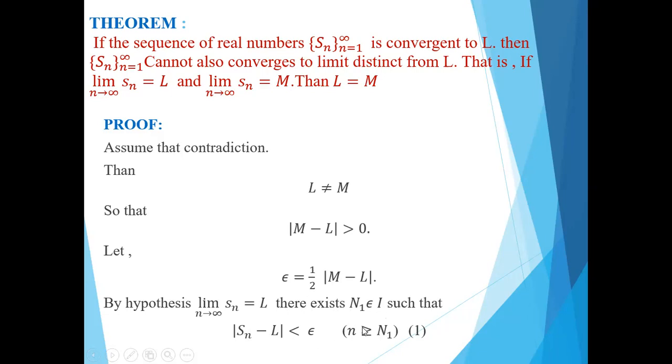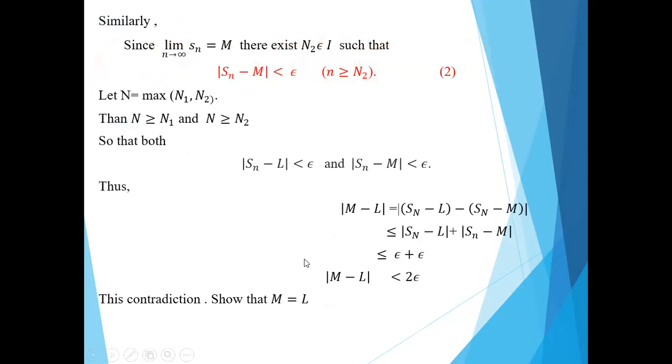The equation for 1. In a similar way, the limit as n tends to infinity of Sn equals m. There exists n2 belonging to I such that the modulus of Sn minus m is less than epsilon for n greater than or equal to n2. This is equation 2. Let n equal the maximum of n1 and n2. Then the conditions hold for n greater than or equal to n1 and n greater than or equal to n2.